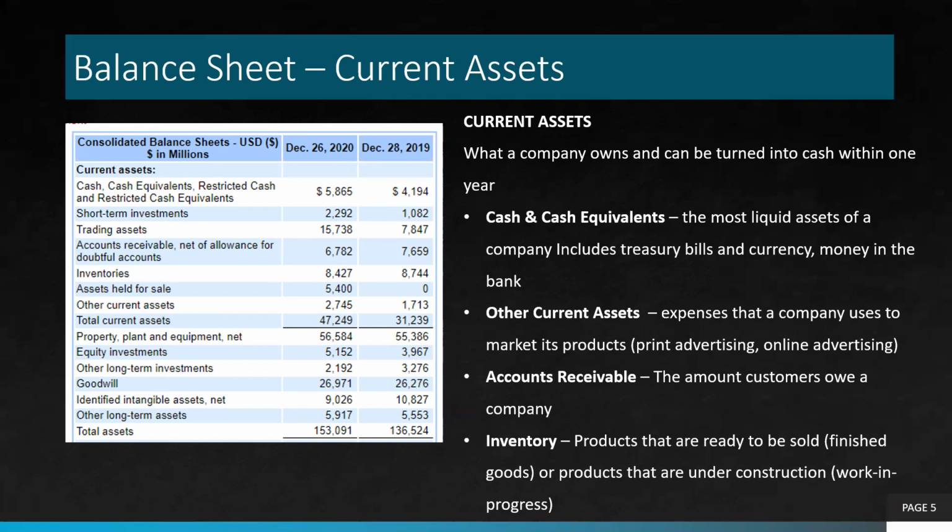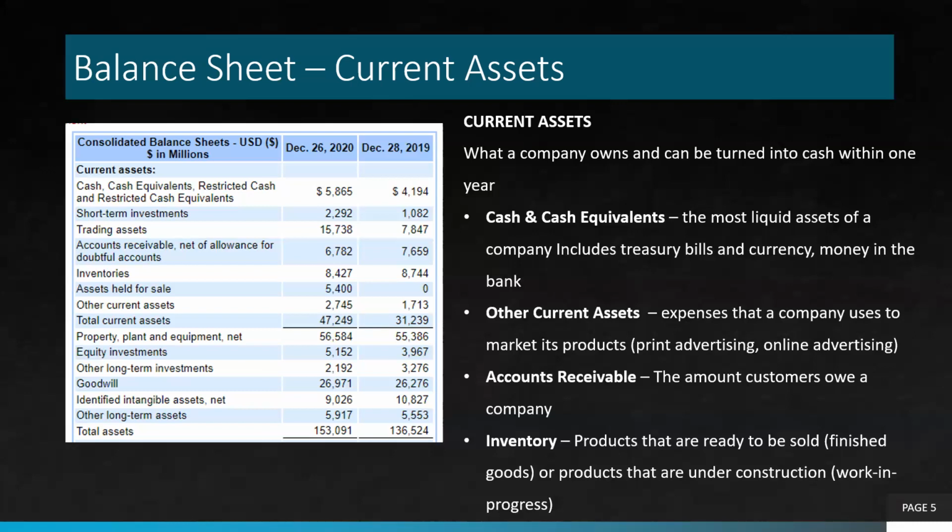Other current assets, this could be just really anything that doesn't fall under cash and cash equivalents. And you see some things here: short-term investments, trading assets, that could be labeled as other current assets. Accounts receivable, these are amounts that customers owe to the company, right? Typically I sent out an invoice and it's either net 30, net 60, net 20. So I know that that money is going to be coming in within the year. So accounts receivable will always be under current assets.